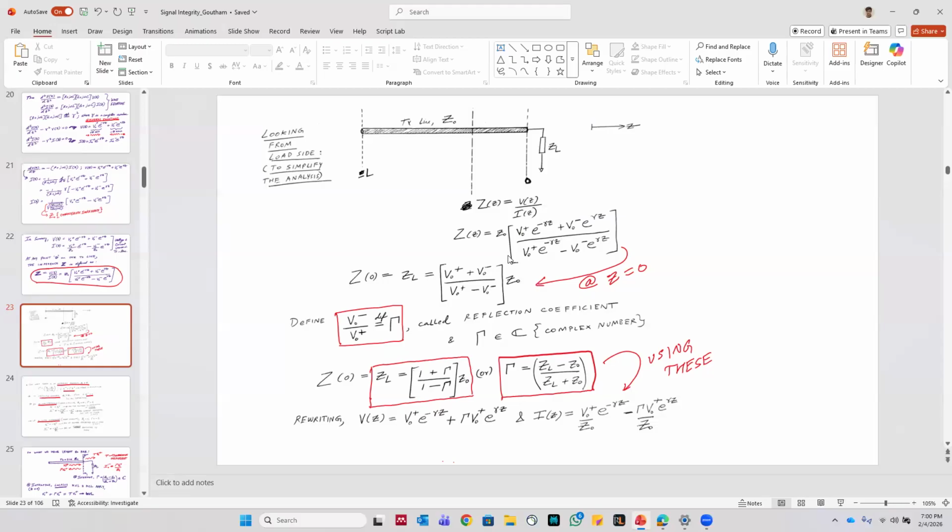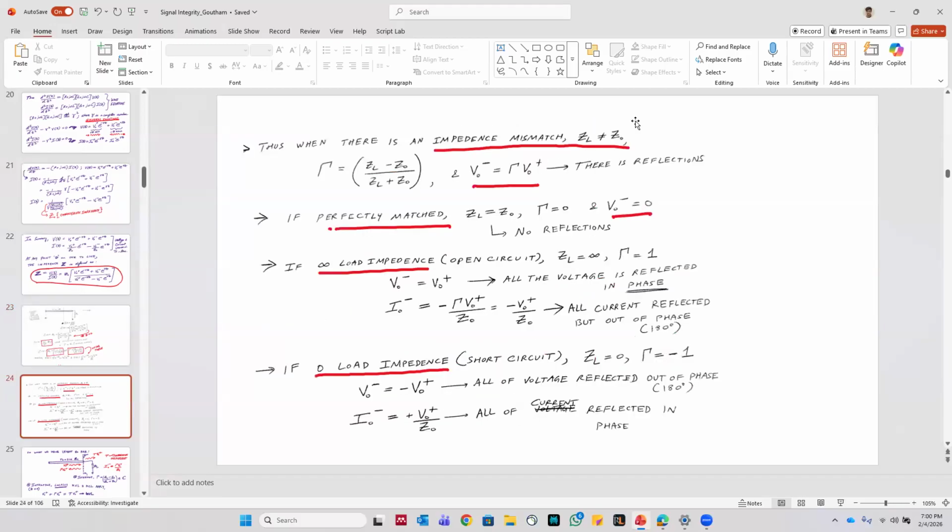Now imagine what happens if ZL was open. Even though the voltage gets reflected back, the current gets reflected back with a 180-degree phase shift and the current is 0. So you can actually see this. These are different conditions of this expression. If it's perfectly matched, ZL equals Z0, the reflection coefficient is 0, and there's no reflected wave. So V0- is 0.